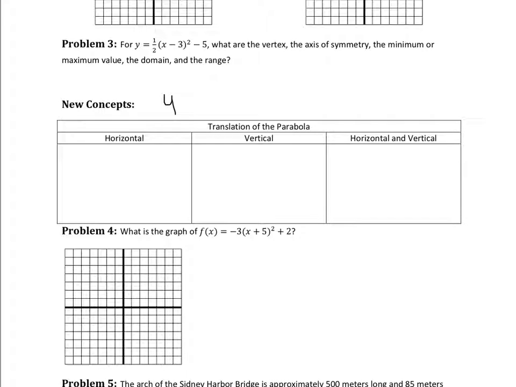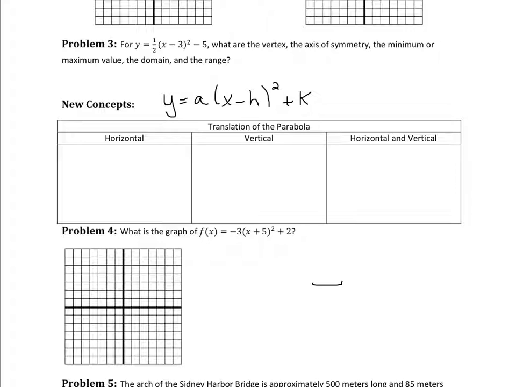So when I am looking at this, I'm looking at vertex form. So we have y equals a, parentheses x minus h, that quantity squared, plus k. And we've already talked about what a does to our graph, whether it opens up or down, if it stretches or compresses our graph. Now let's focus on what h does.